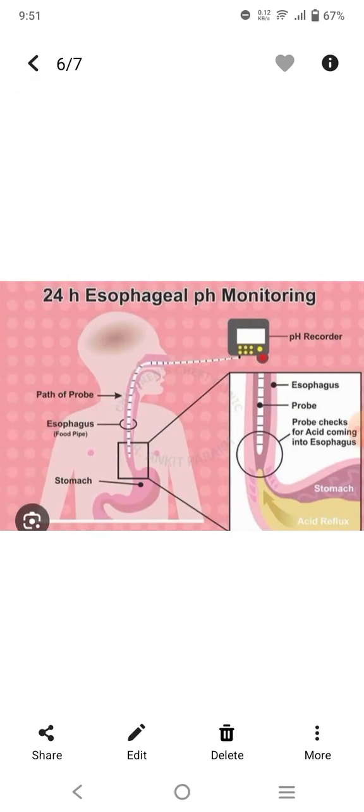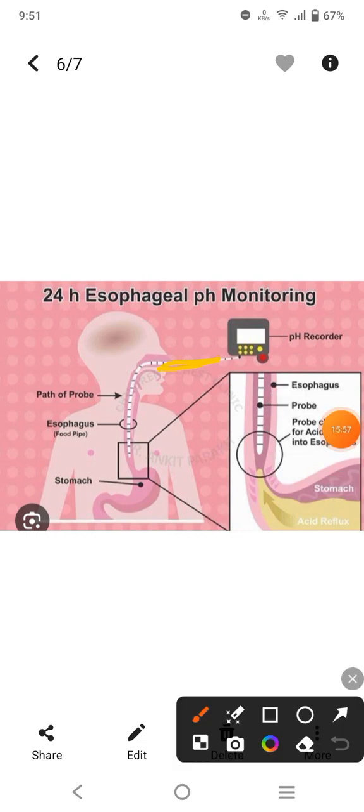And after that, you will do 24-hour esophageal pH monitoring. What do you do? You just pass the probe into the patient. First of all, you pass the NG tube. After that, you pass the probe into the patient. And this probe is just placed in the lower portion of the esophagus, and you send the patient to his or her house.